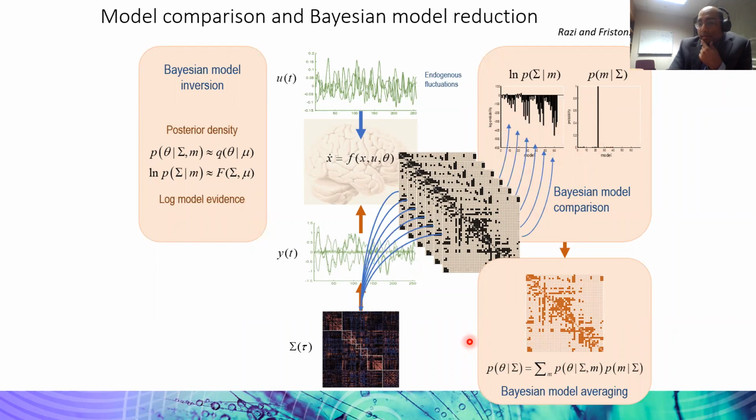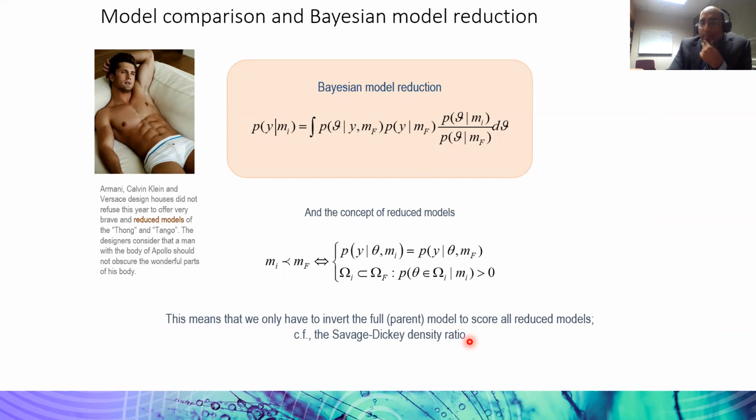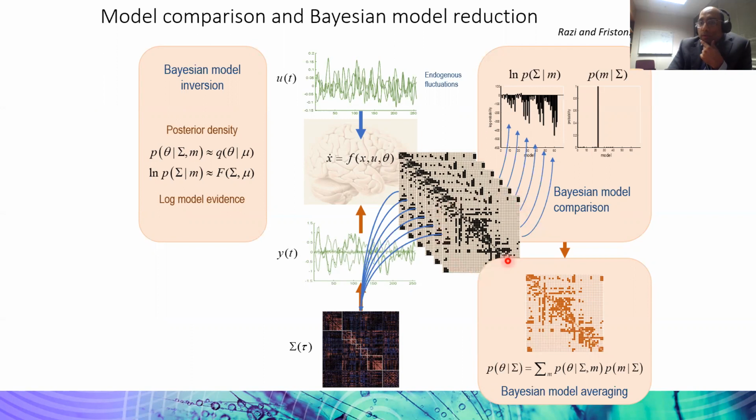I would probably go quicker here again. There is a technique that we have developed, which we call Bayesian model reduction. This is very useful because, for example, these models could be really big. So there could be many, many parameters.